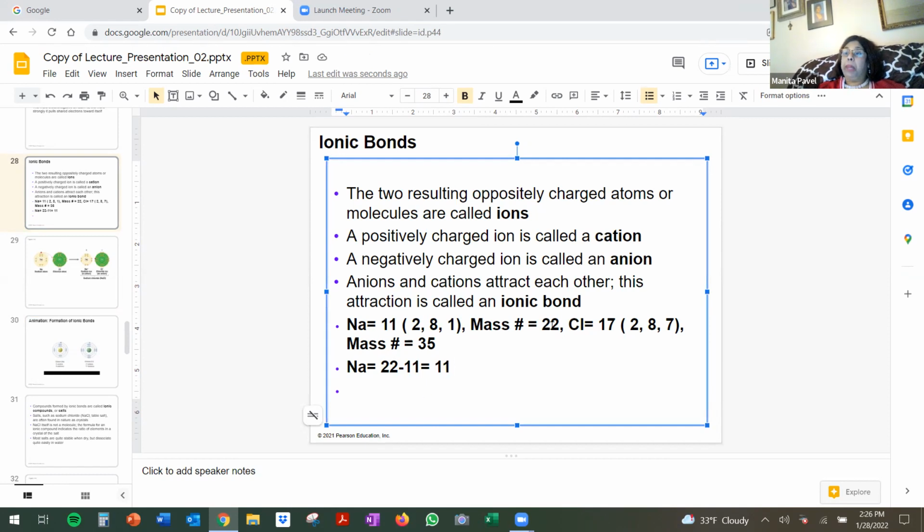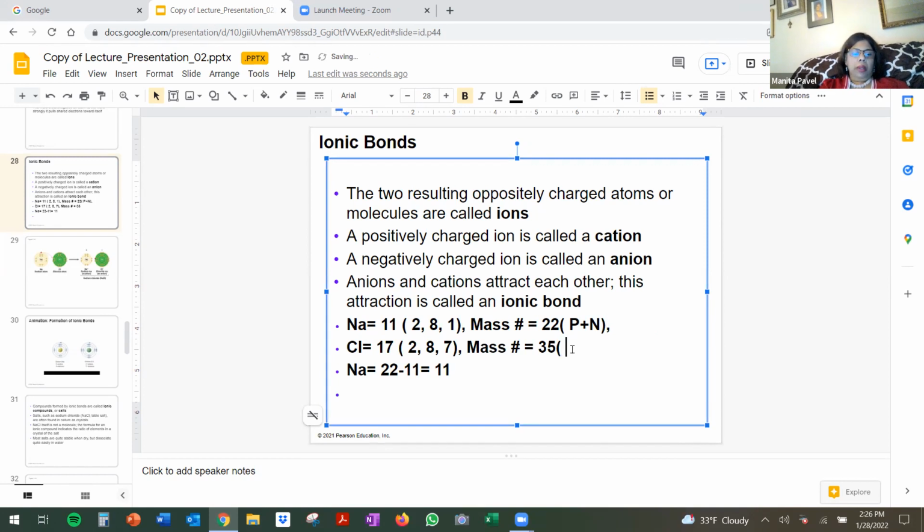22 is P plus N. And what I can do here is put P plus N into parentheses. So you know that 22 is P plus N. I can put this down here. Mass number here we know is what? 17 plus 35 minus 17 is 18.